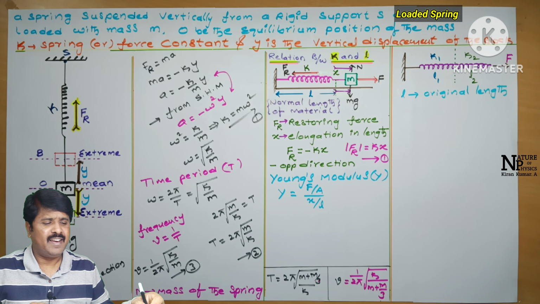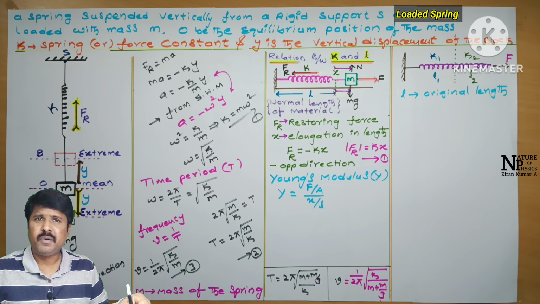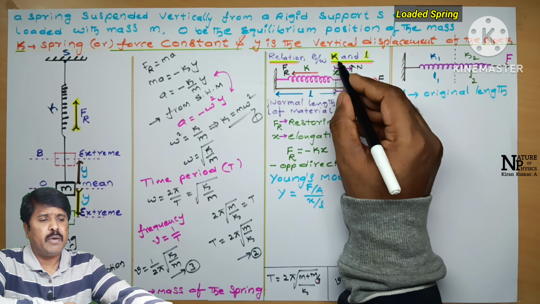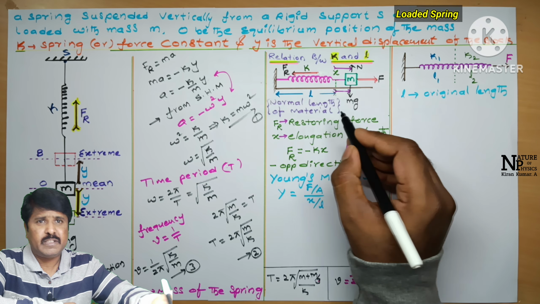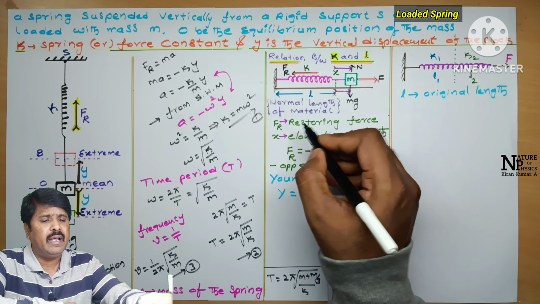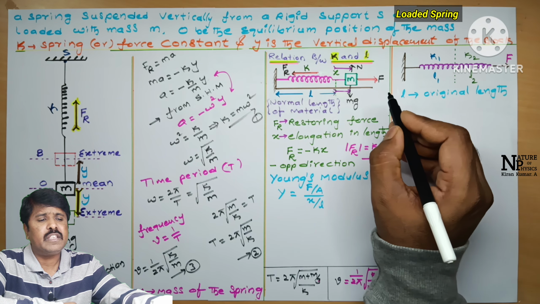Yes student, clearly written the time period and frequency equations with respect to capital M, the mass of the spring included. Okay, and then here is the relation between capital K and L. So capital K is the force constant or spring constant, and L is the normal length of the material, that is the original length of the spring.